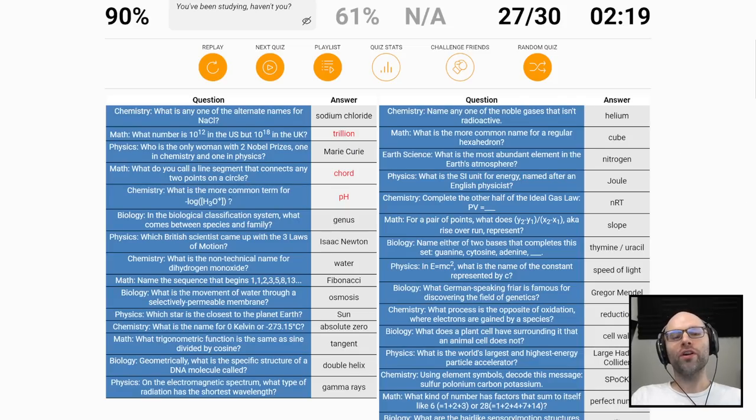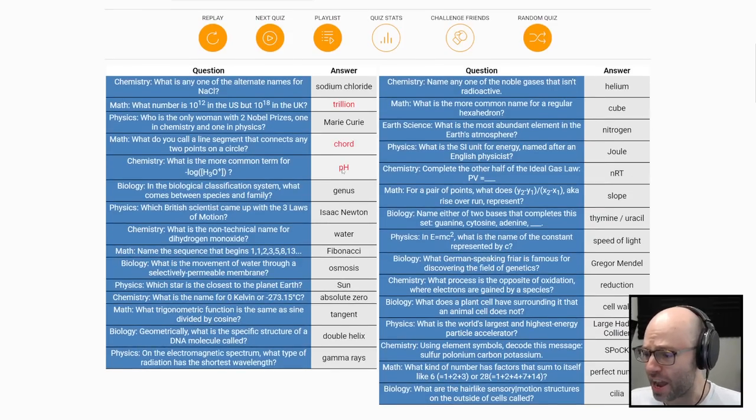A chord connects any two points on a circle, of course. And then pH, that's the biggest whiff of all. To be fair, I said acidity. That's not the industry term. But acidity is pH. The acidity of something is its pH. Or its basicity, sure, okay.